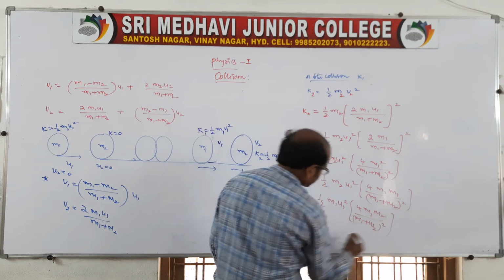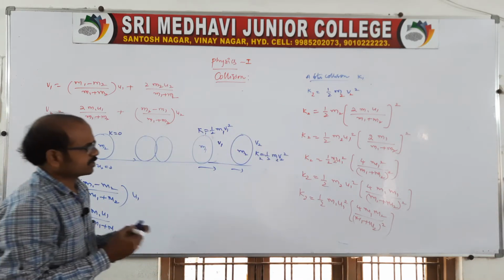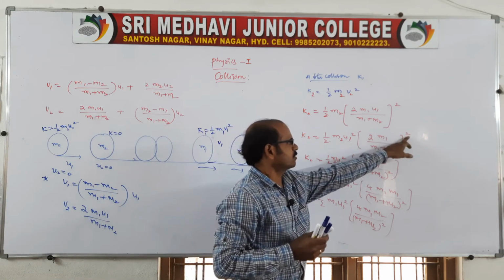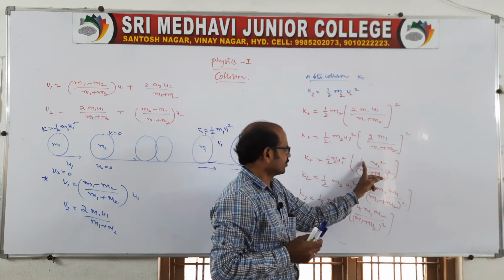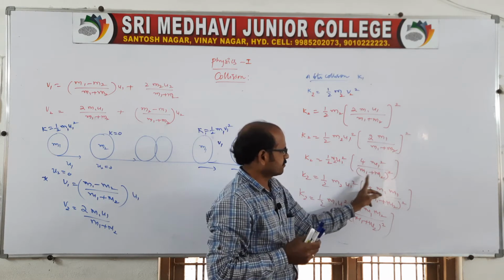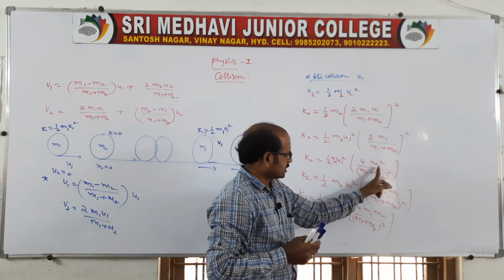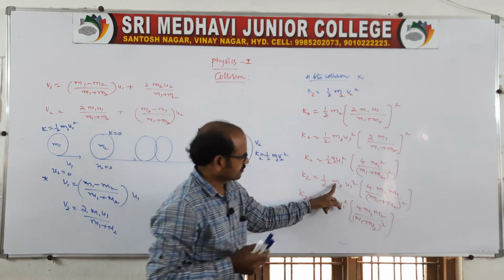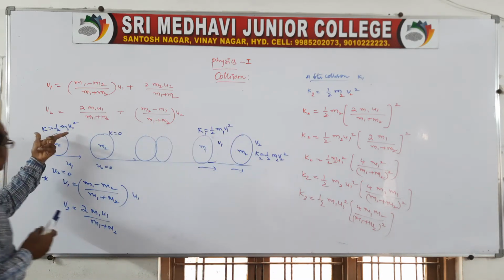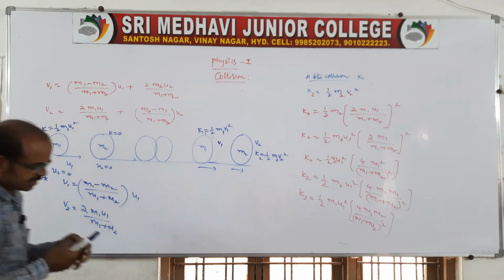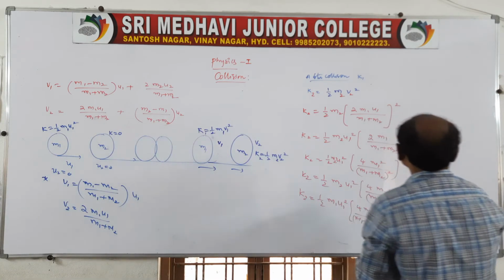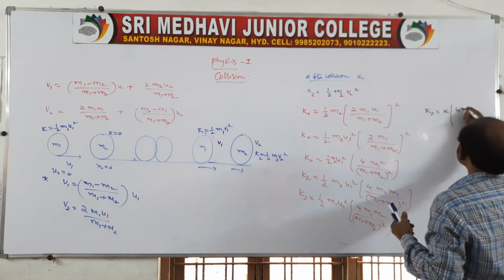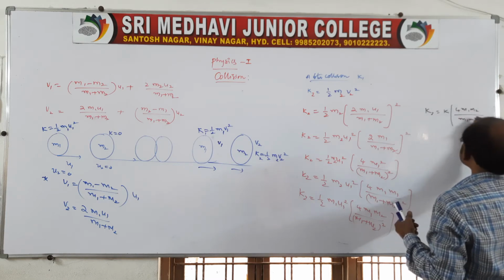Look at now, once you check the calculation, look at here, m2 u1 square is there, 2 m1 by m1 plus m2 whole square is there. Now square this, 4 m1 square by m1 plus m2 whole square. From this, m1 square is there, now you write m1 into m1. From this you take m1 common, because here only we have the initial kinetic energy of the first body, which is k. So the final conclusion, k2 is equal to k into m1 m2 by m1 plus m2.